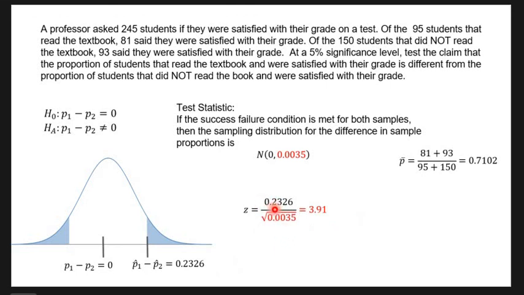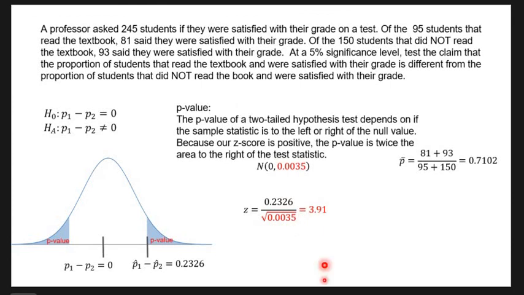And 0.2326 is the sample statistic. I subtract 0, I get just 0.2326, and I divide by the square root of the variance there, which is the standard error, and I get 3.91. So 3.91 is my test statistic.